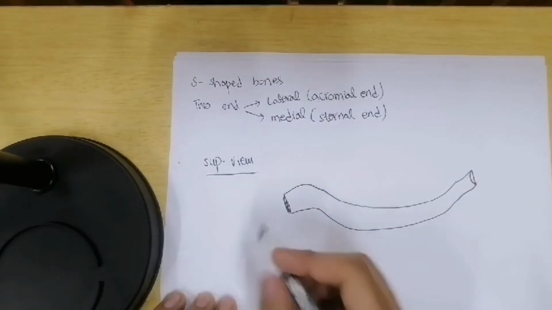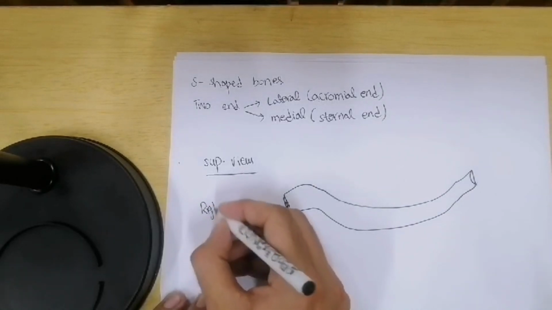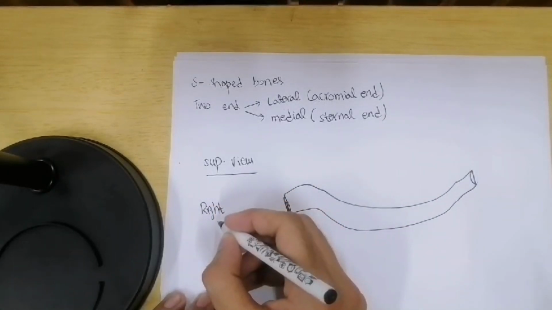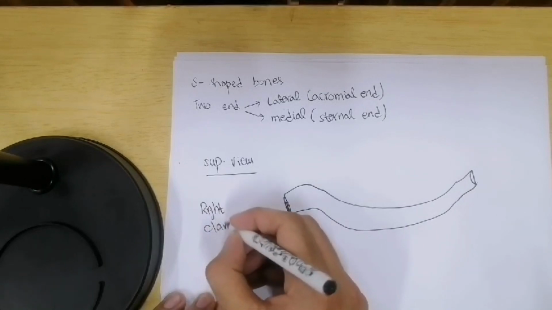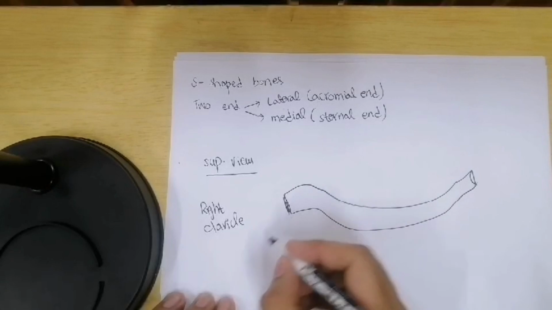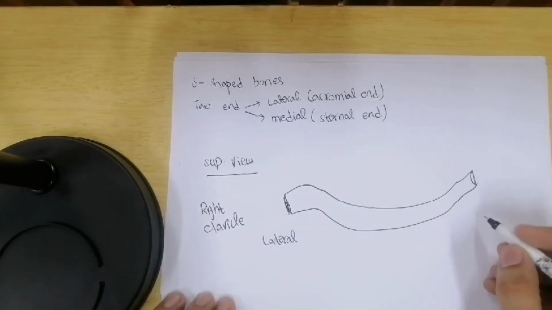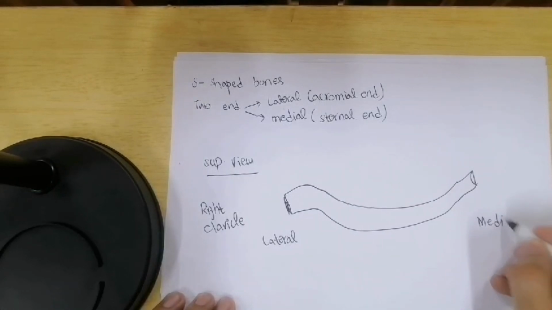Suppose this is the right clavicle. This one is the lateral end, this one is the lateral side, and this one is the medial side.